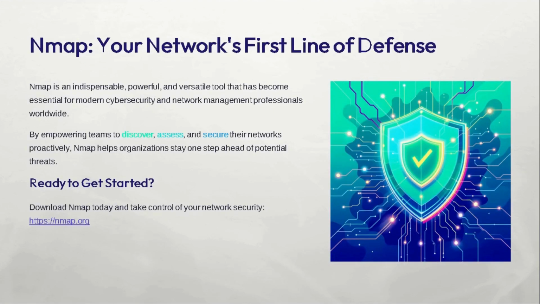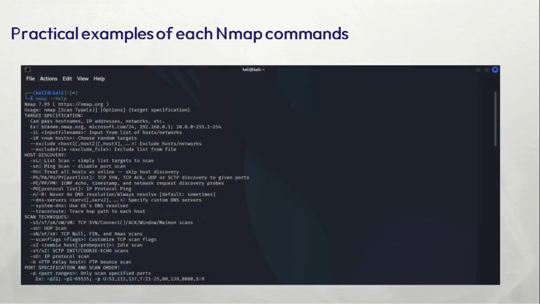And now we can see what Nmap is all about. You can download Nmap using the link provided below. It is nmap.org, or you can use the Linux command to install Nmap. These are some examples of Nmap commands. Like nmap --help can be used to show all the Nmap commands that we can use on the Linux terminal. And as I mentioned, I have screenshotted it from the Kali Linux terminal.